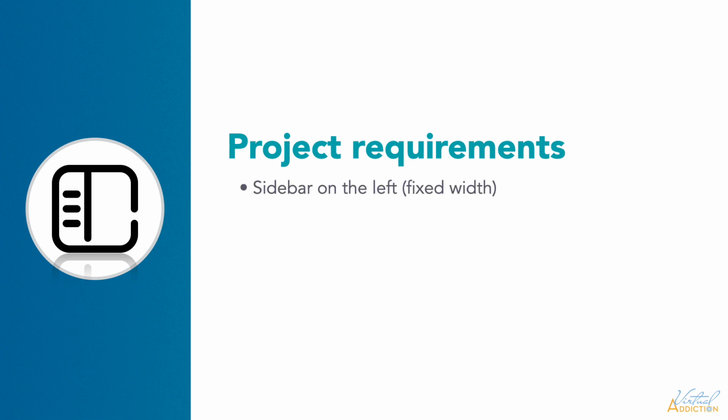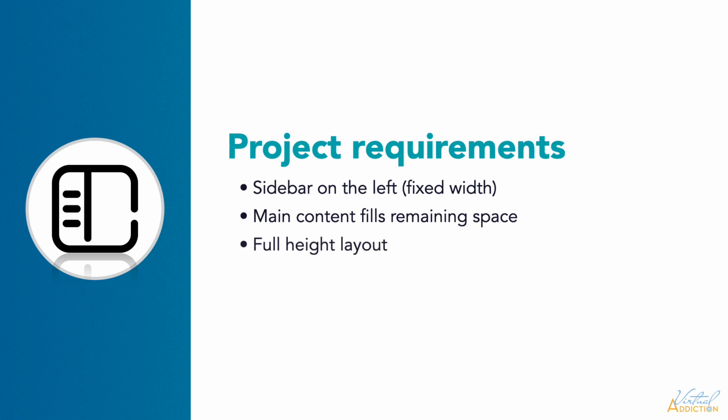For this project, we have three main requirements. First, the sidebar should be on the left and have a fixed width so it stays consistent. Second, the main content should take up the remaining space on the page. And third, the layout should stretch to the full height of the screen, creating a complete and structured page layout. Let's jump in and see how we can build this.